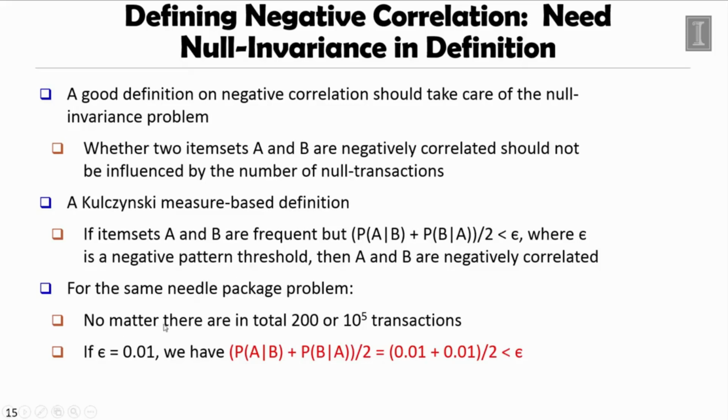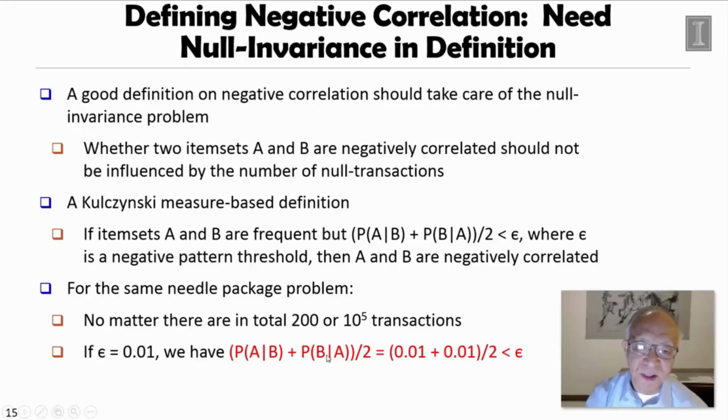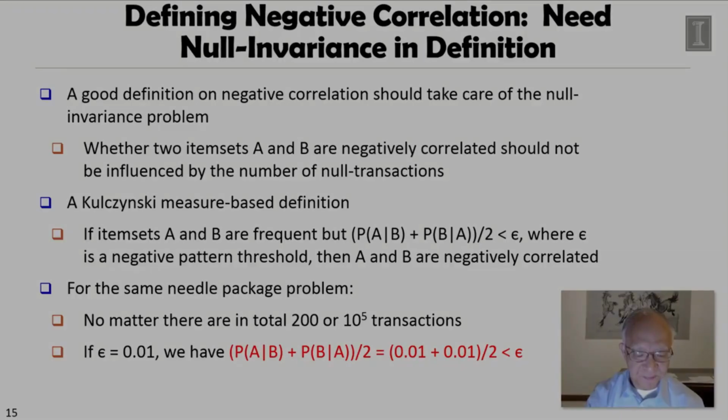Then we can see that A and B being negatively correlated can be justified for our needle package problem. No matter whether there are in total 200 transactions or 100,000 transactions, if we say epsilon is 0.01, with this Kulczynski measure-based judgment we can easily see the average of the conditional probabilities is less than epsilon, so they are negatively correlated. So this seems to be a very interesting and good definition. And how to mine them? Actually, these are methods similar to our previously discussed pattern mining methods. We will not discuss it further.